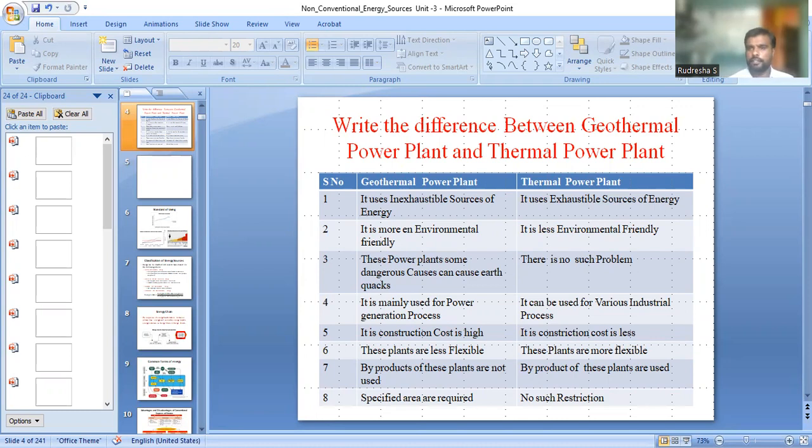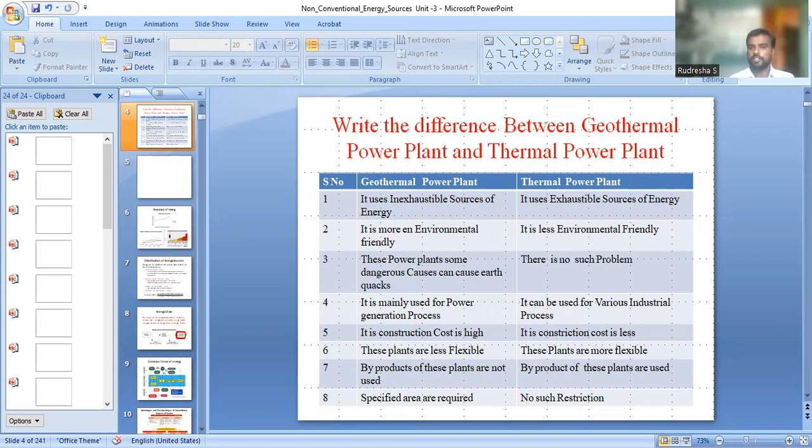The topic I'll be discussing today is the difference between a geothermal power plant and a thermal power plant. What is the meaning of geothermal power plants and thermal power plants? Look here, there are many classifications in geothermal power plants and thermal power plants.